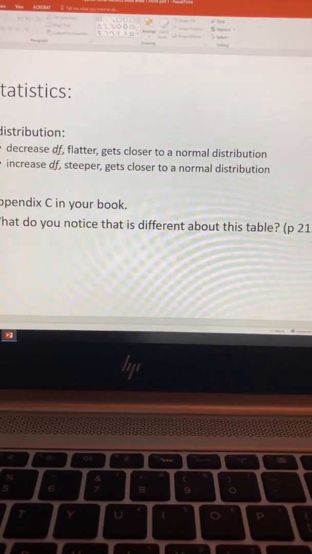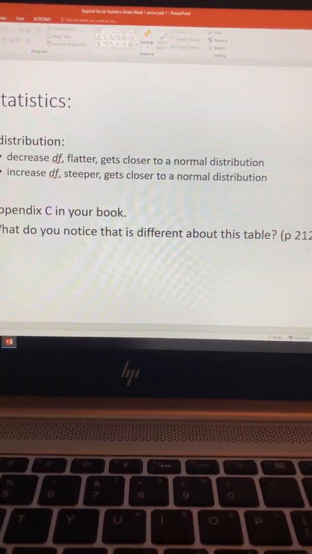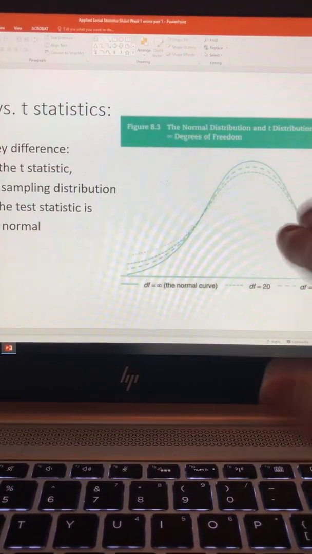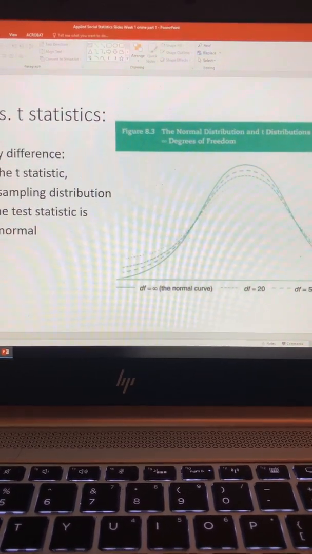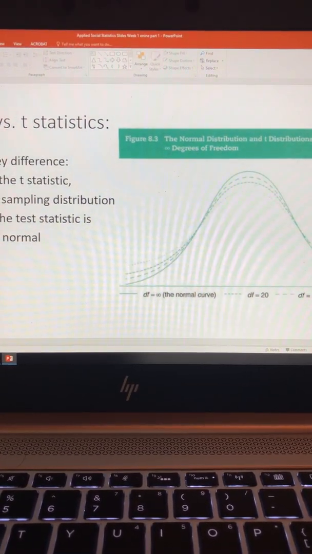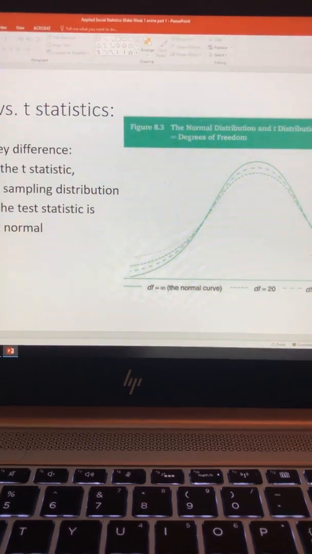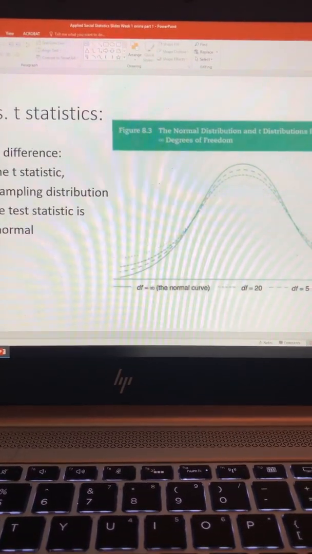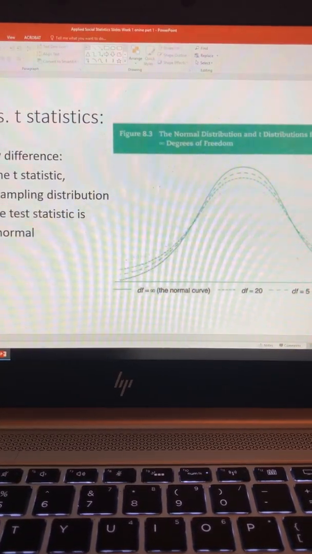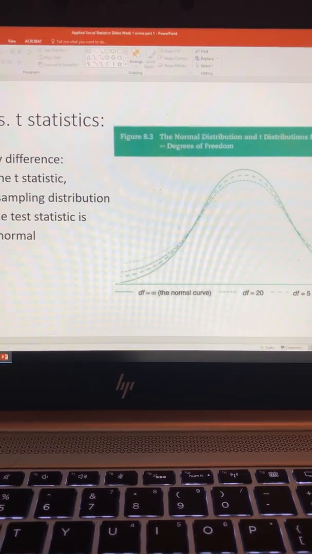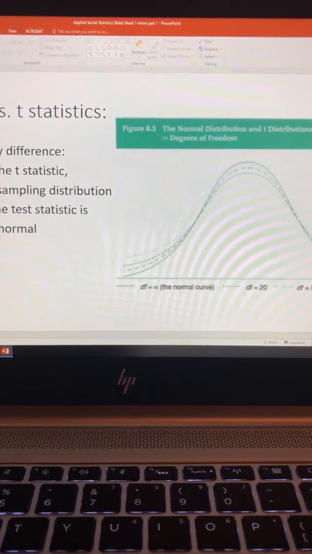So you can think of the z distribution as having this fixed shape. It's always a normal curve. Whereas the t, depending on the degrees of freedom, is flatter or steeper. So it's a little bit more flexible. Why is it more flexible? Well, because it accounts for us using the sample standard deviation as opposed to the population standard deviation, so it has to allow for a little bit more flexibility.